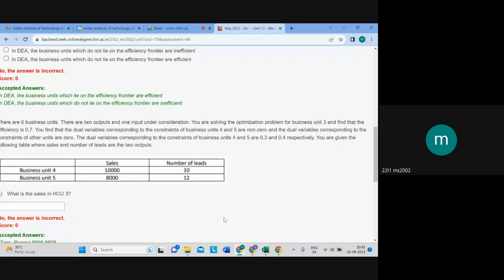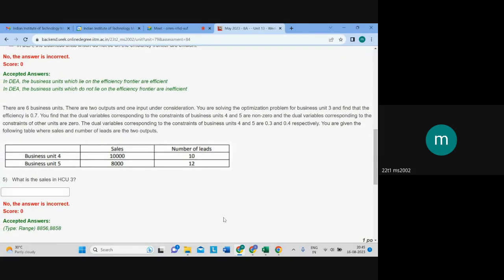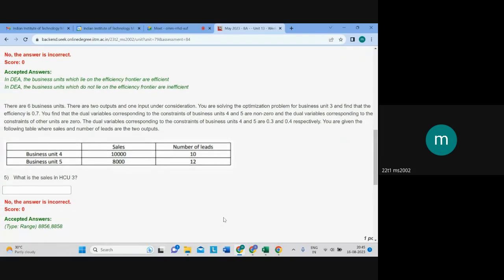So these are some of the numericals from data envelopment analysis. For the interest of everybody, can I read this question? It may not be visible. The font is not that great.